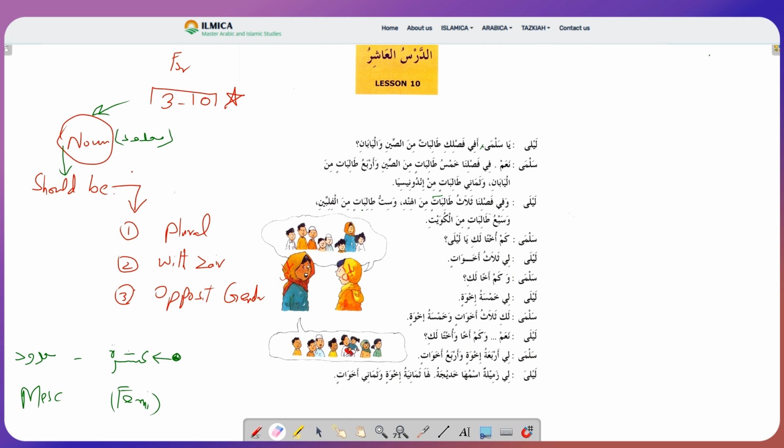Good. Okay, let's start with the sentences here. Actually this is a conversation going on between two girls. One is Layla and the second one is Salma. Got it? Salma says, Li arba'atu ikhwatin wa arba'u akhawatin. Can you translate this?